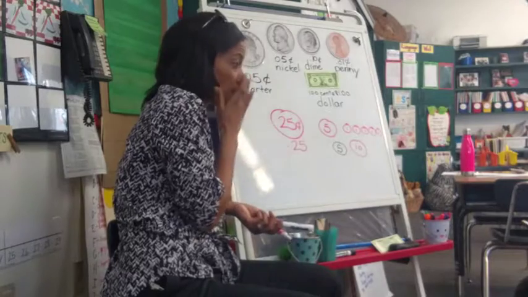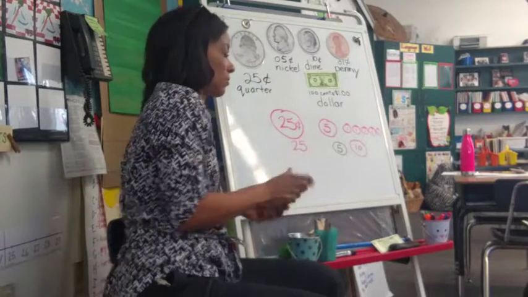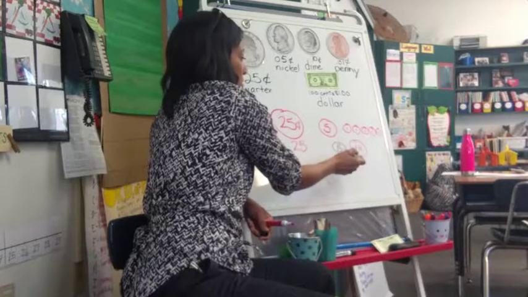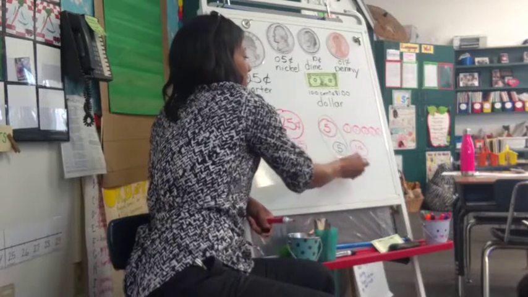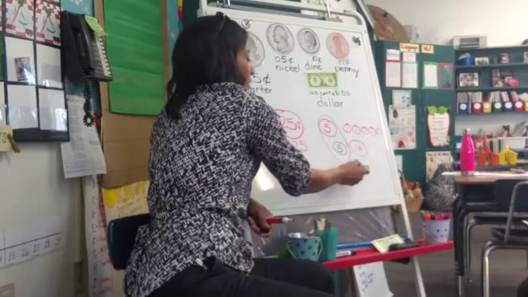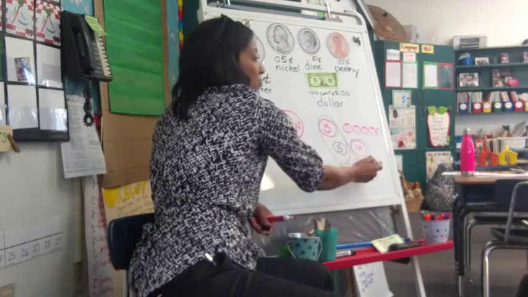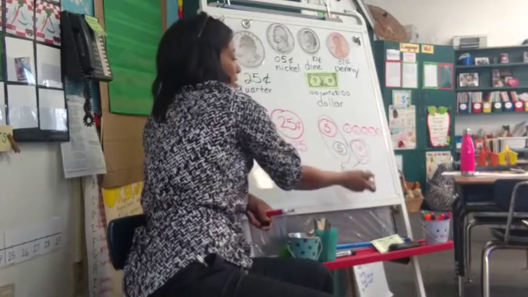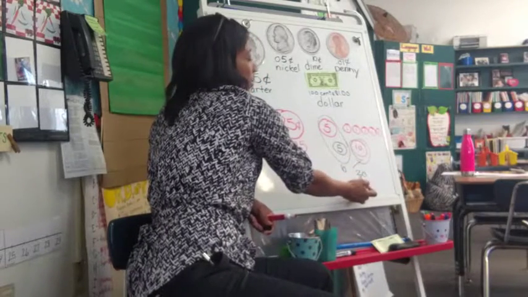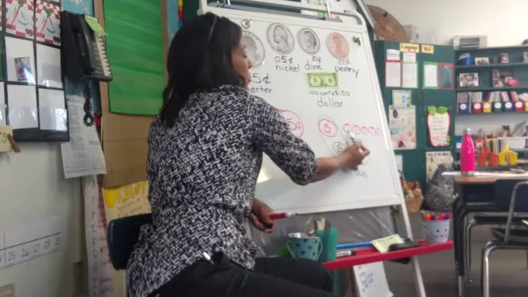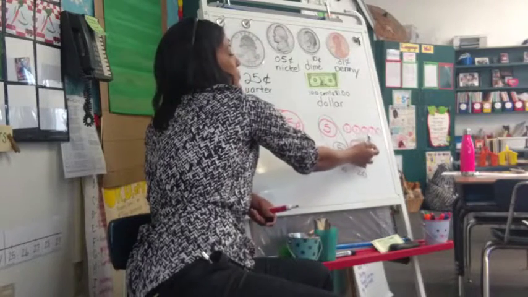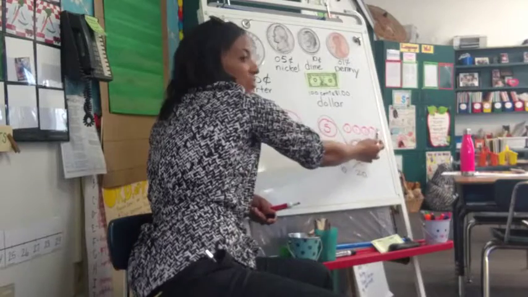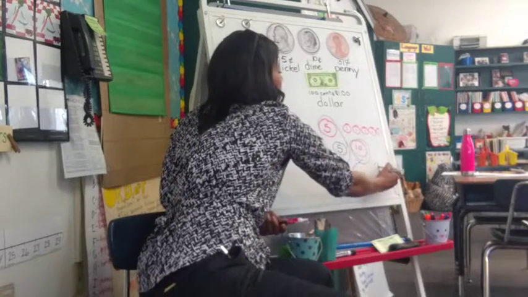I'm thinking that 5 plus 5 is 10, and 10 plus 10 is 20 plus 5. So you want to add these two up together, and you said that that's 10? And then you said 10 and 10 is what? 20. And then you're adding the pennies. So count with me, you guys. Let's see. 20, 21, 22. Is that 25 cents? Yeah. Beautiful. Thank you for sharing.